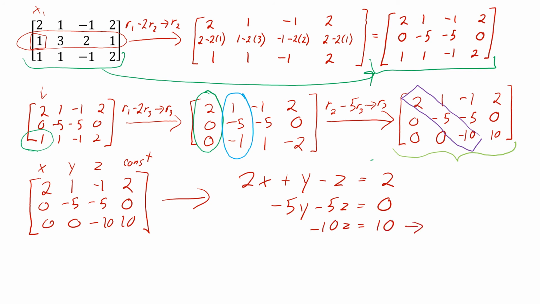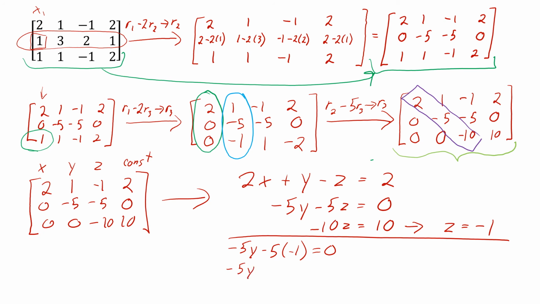Well, this gives me an easy one. Z equals negative 1. Now that I have this one, I can plug it into my second equation. Minus 5y minus 5 times z, which is minus 1, equals 0. So this tells me that minus 5y plus 5 equals 0, or y is equal to 1.